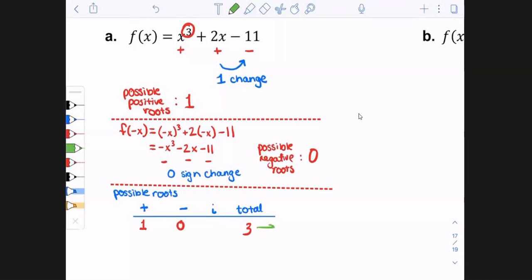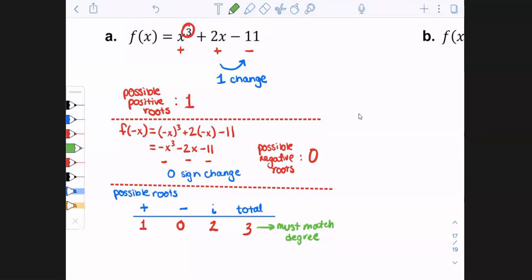So as a reminder, the total must match the degree. So I have one real root, or one positive root. I have 0 negative roots, which means I must have 2 imaginary roots.